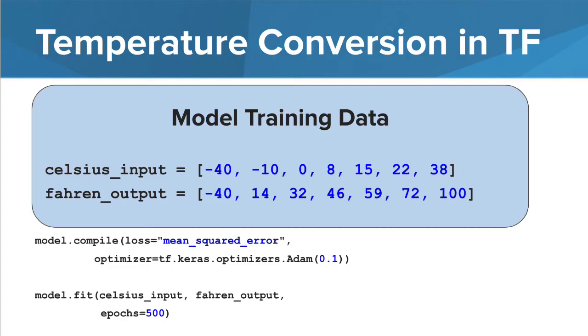The first thing you'll see is the training data. For this problem, we have a known Celsius value as the input, and the output is a known Fahrenheit value. These will be the values for our training data. Each position in the list has a corresponding position in the output list. For example, an input of -10 degrees Celsius will correspond to 14 degrees Fahrenheit.